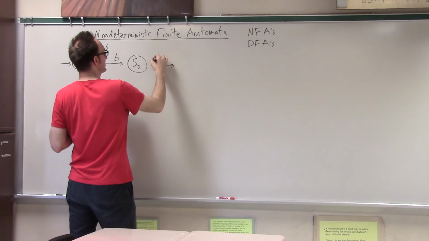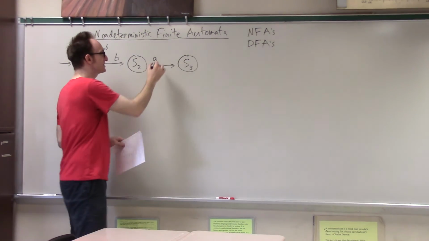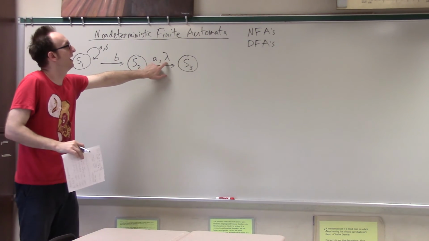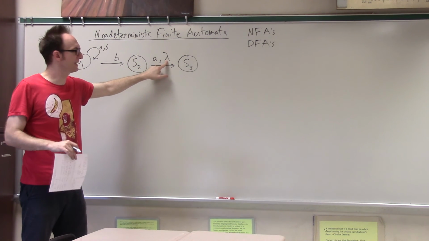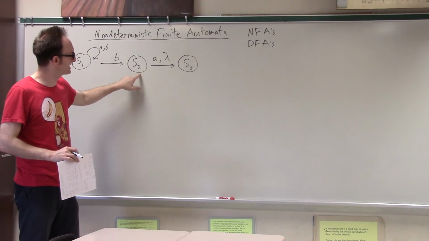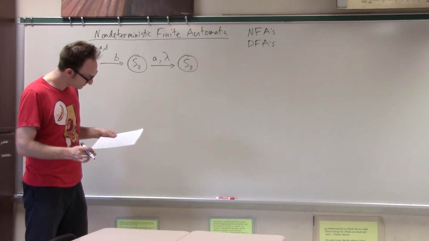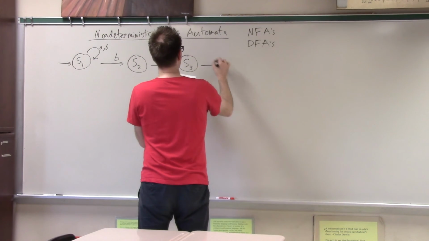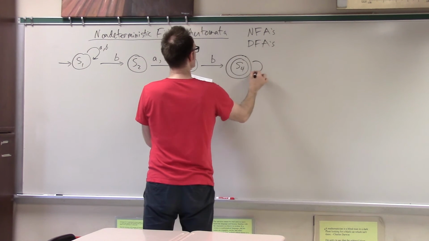Now, here's another crazy thing. When I'm in state S2, if I read an A, I go to state S3. But also, I can just go straight to S3. So this lambda, and maybe it's unfortunate that we're using the same symbol here, but it's really saying a different kind of thing. It's saying that you may proceed directly from state S2 to state S3 without reading any characters at all from your input. And now in state S3, if I read a B, I go to S4, and S4 is my accept state, and once I'm there, I stay forever.